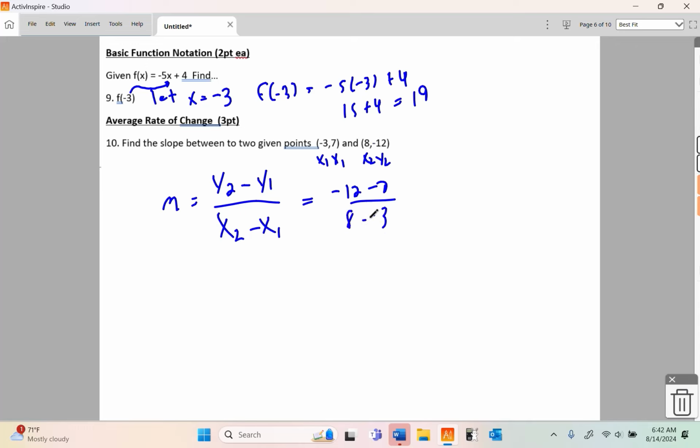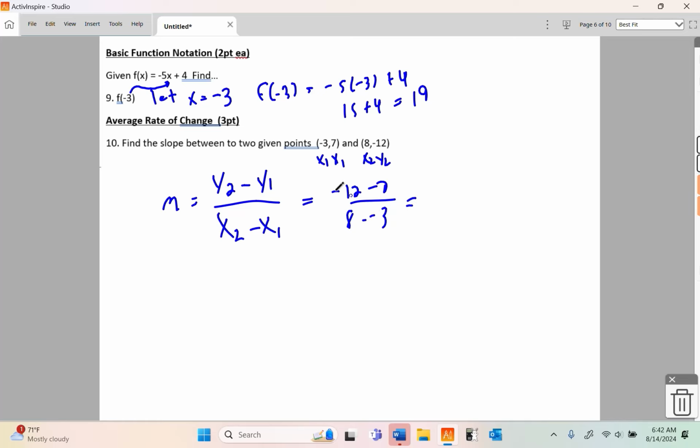The only things I really noticed on the last quiz that I graded was we had issues taking away a negative from a negative, or we had issues adding, changing to positive. A couple of kids would get slope backwards. They do x over y. That just doesn't work.